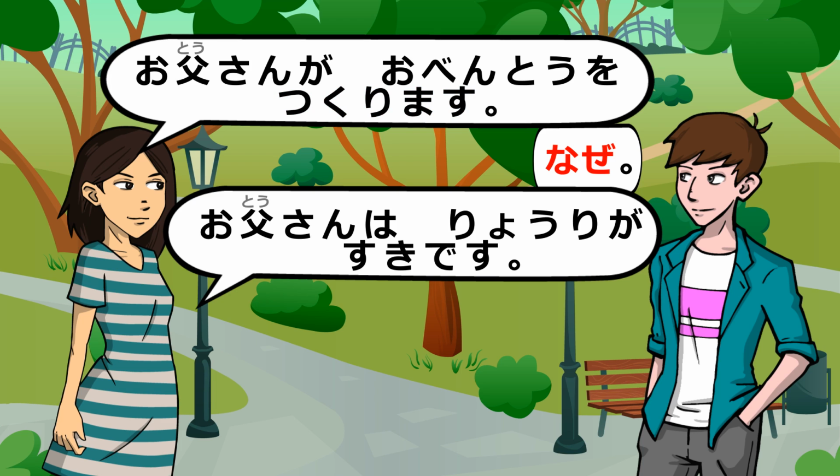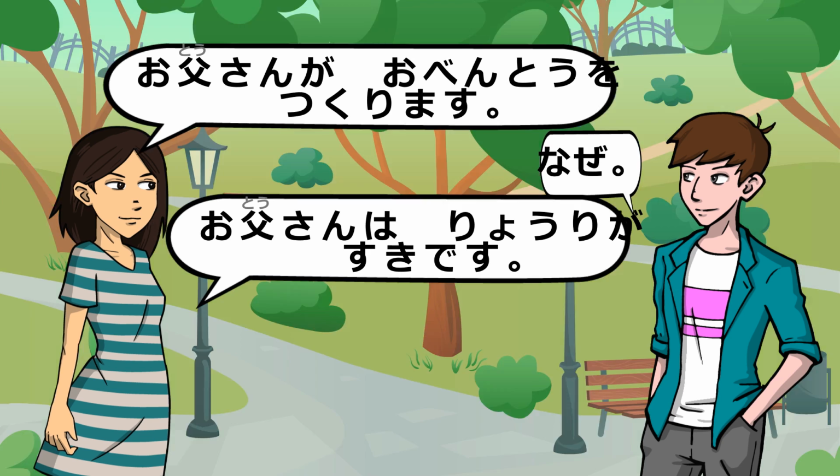You responds with お父さん father, は the topic marking particle, 料理 cooking, が usually the subject marking particle, but here it marks the object, 好き liked, and finally, です the copula. All together, she's replying with, My father likes to cook. Literally, as for my father, cooking is liked.